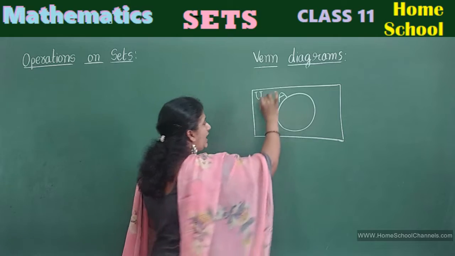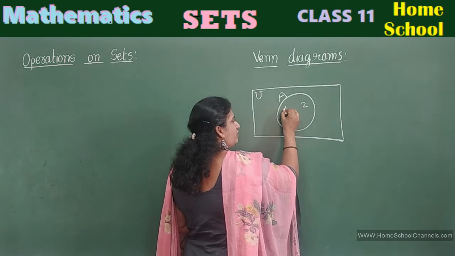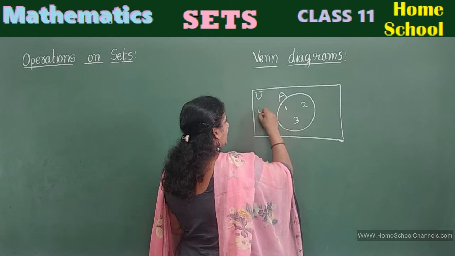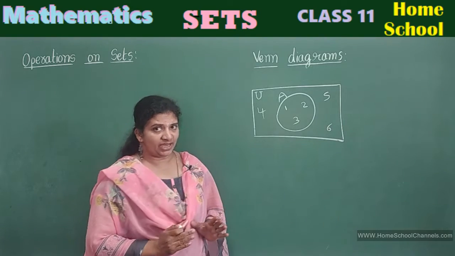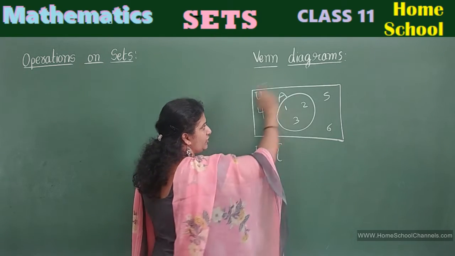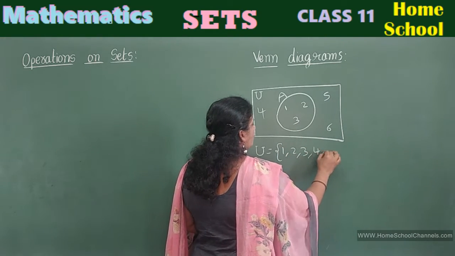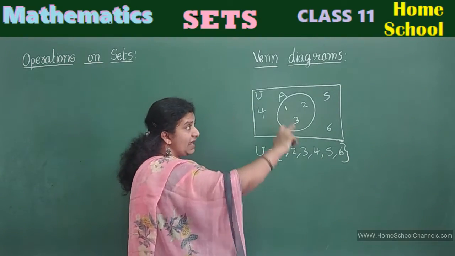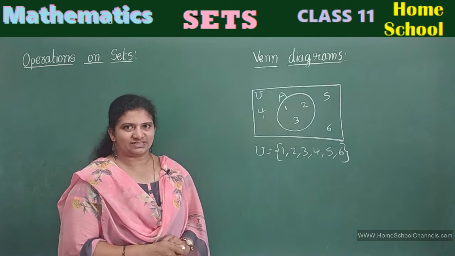A set I am representing here, and let me write the elements inside. If you want, you can put a dot, or you can write the numbers 1, 2, 3, 4, 5, 6. Try to understand the Venn diagram carefully. What are all the elements present in the universal set? 1, 2, 3, 4, 5, 6. All the elements inside the rectangle belong to the universal set.